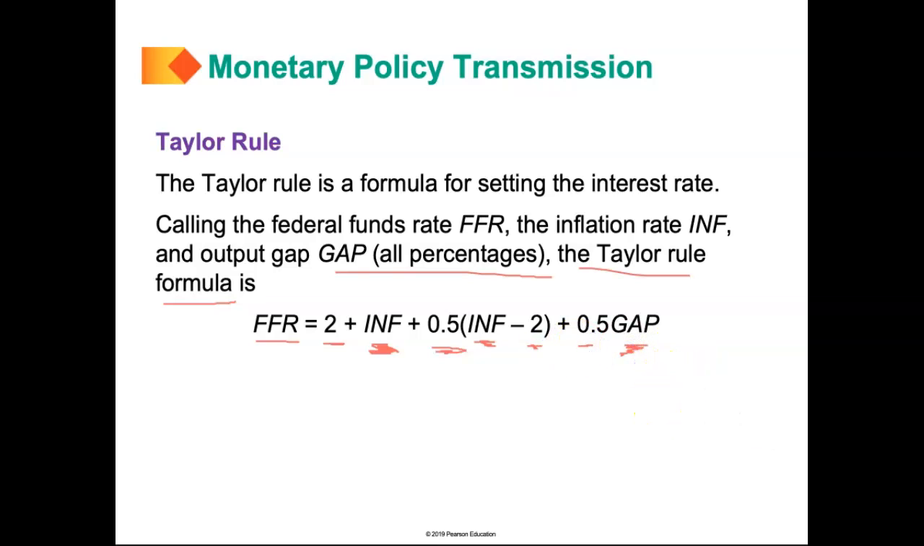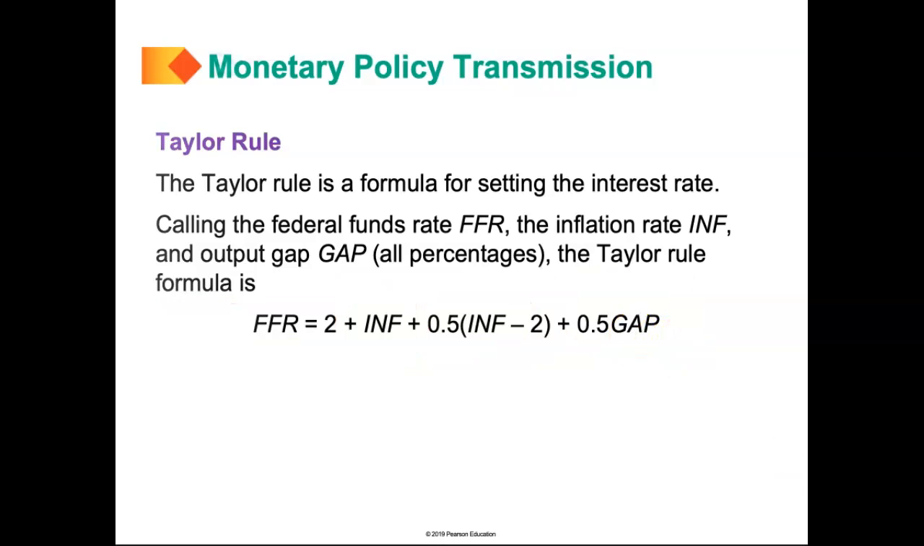So that is what the federal funds rate should be according to the Taylor rule. Basically it should equal 2 plus the inflation rate plus 0.5 times the deviation of the inflation rate from 2, plus half the output gap.